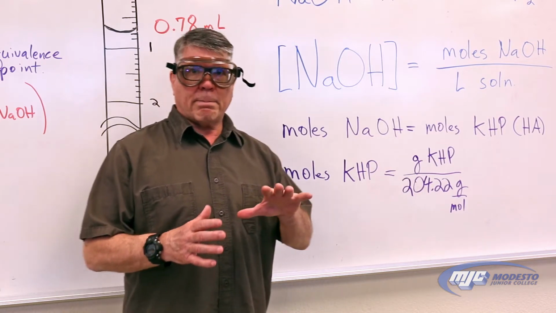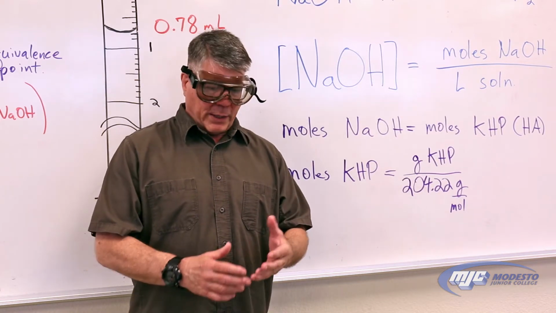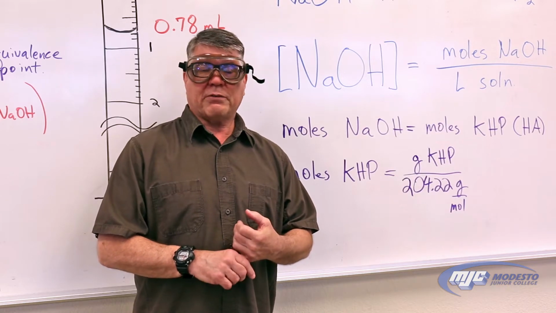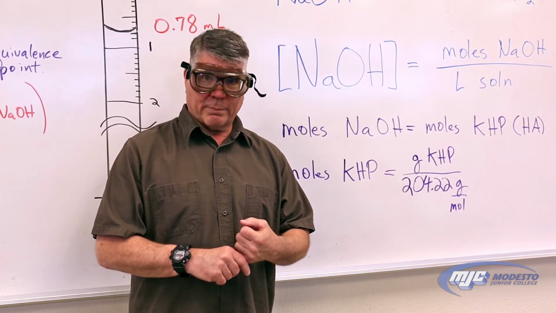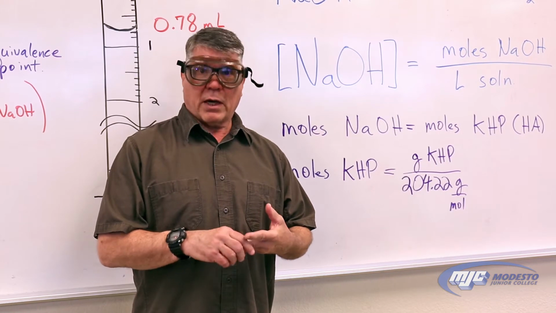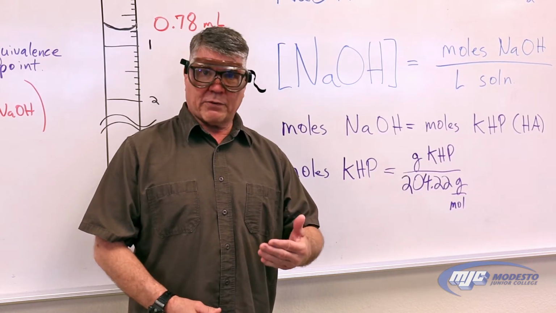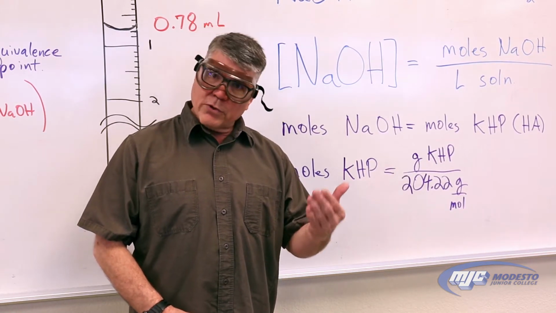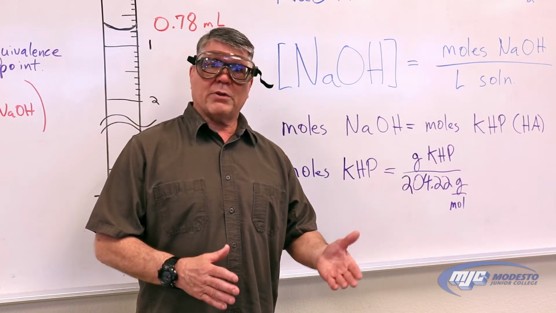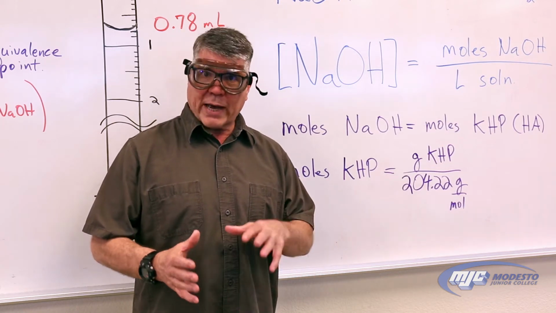So the basic idea in this experiment is you're going to prepare a stock solution of sodium hydroxide. You're going to determine the concentration of sodium hydroxide in that solution, and then you're going to use that solution to determine the concentration of an unknown acid.